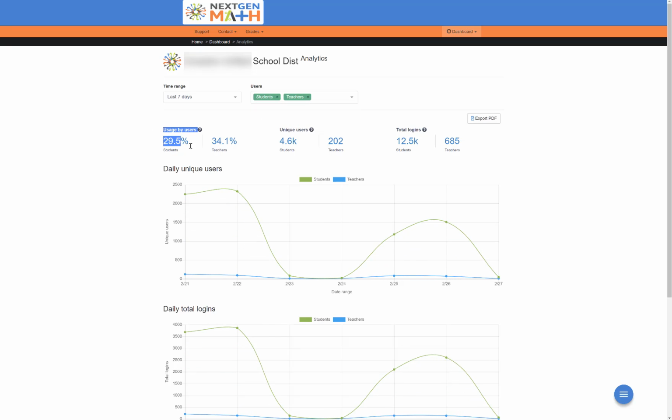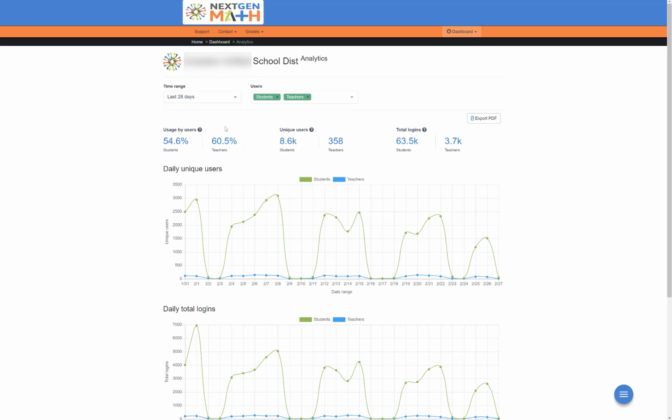Next, let's go ahead and look at the percentages here. These are percentages of students and teachers that have been in the system for the last 7 days. If I change this to, let's say, the last 28 days, notice how significantly the number of users increased for both students and teachers. When we look at unique users, we also have data here as well for both students and teachers.